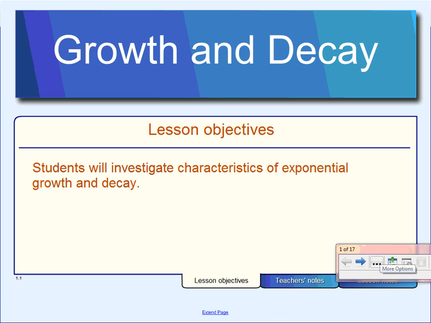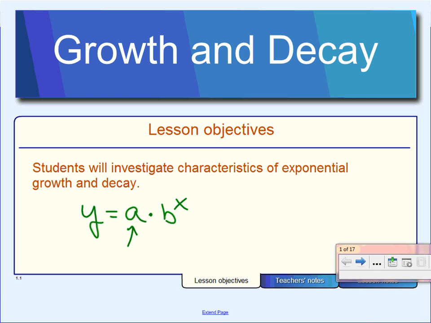All right, growth and decay is what we're going to be looking at today. However, before we start on that, just a quick reminder on what we did on Friday. Friday we were looking at exponentials, and those exponentials were in the form y equals a times b to the x power. We noticed a couple of things about a and b.